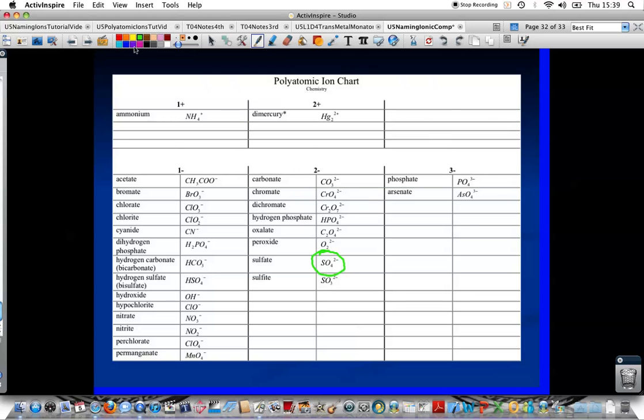And that's basically how you write the formula for an ionic compound from the name. Oh, my bad. This is how you name an ionic compound from the formula.